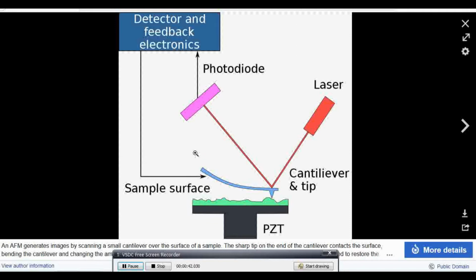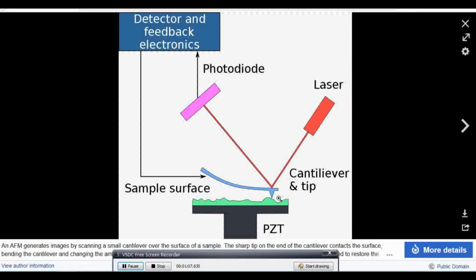Okay, so this one is the sample surface, and this one, the blue color one with the sharp tip, is called the cantilever, and the tip. That's the cantilever and the tip. So this tip will be scanned across the samples, right?